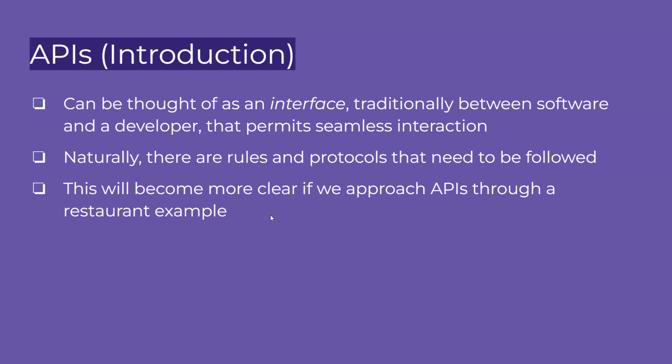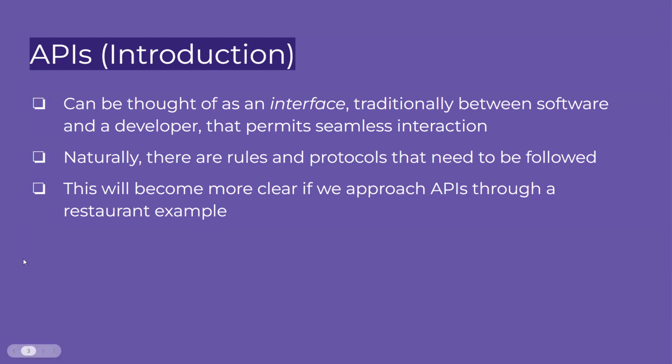So we're going to be going into an example of a restaurant, just to cover that idea. One thing I will mention though is that there is something called separation of concerns. The developer only needs to know how to use the API to interact with the software. They don't need to know the internal workings of that software. Nor does the software need to know everything about the developer. So that is the idea: the API is that interface that lets these two ends communicate.